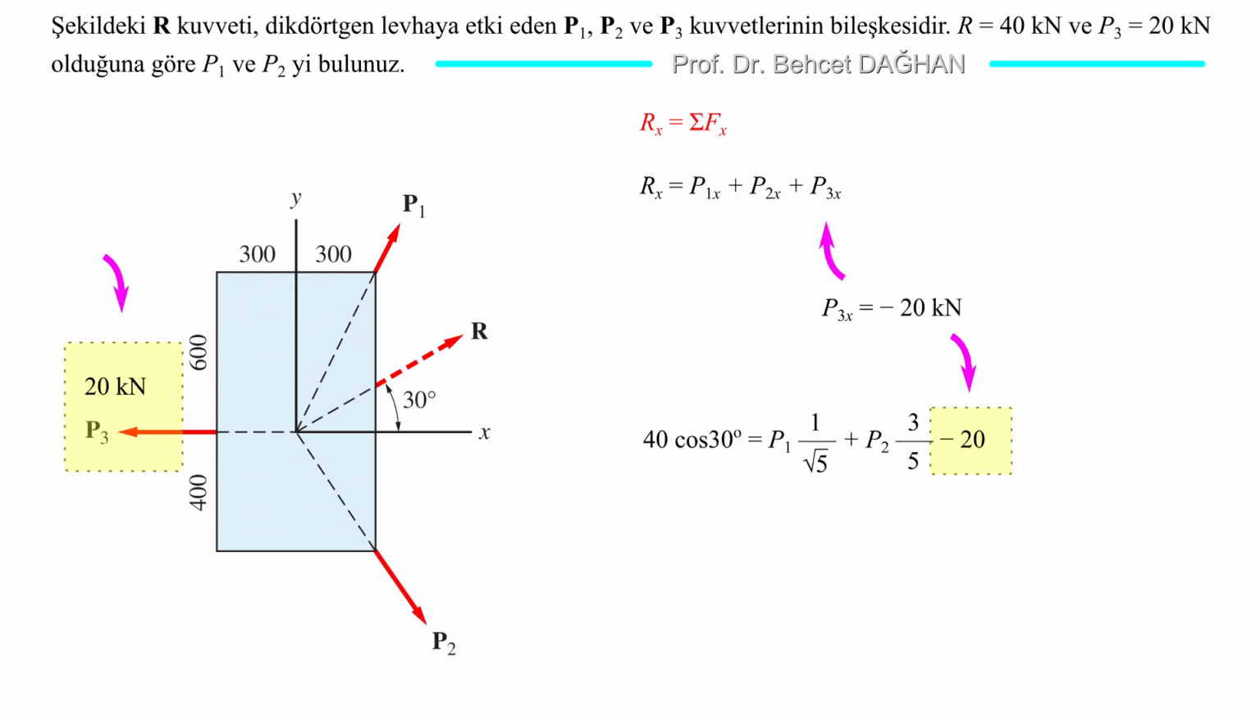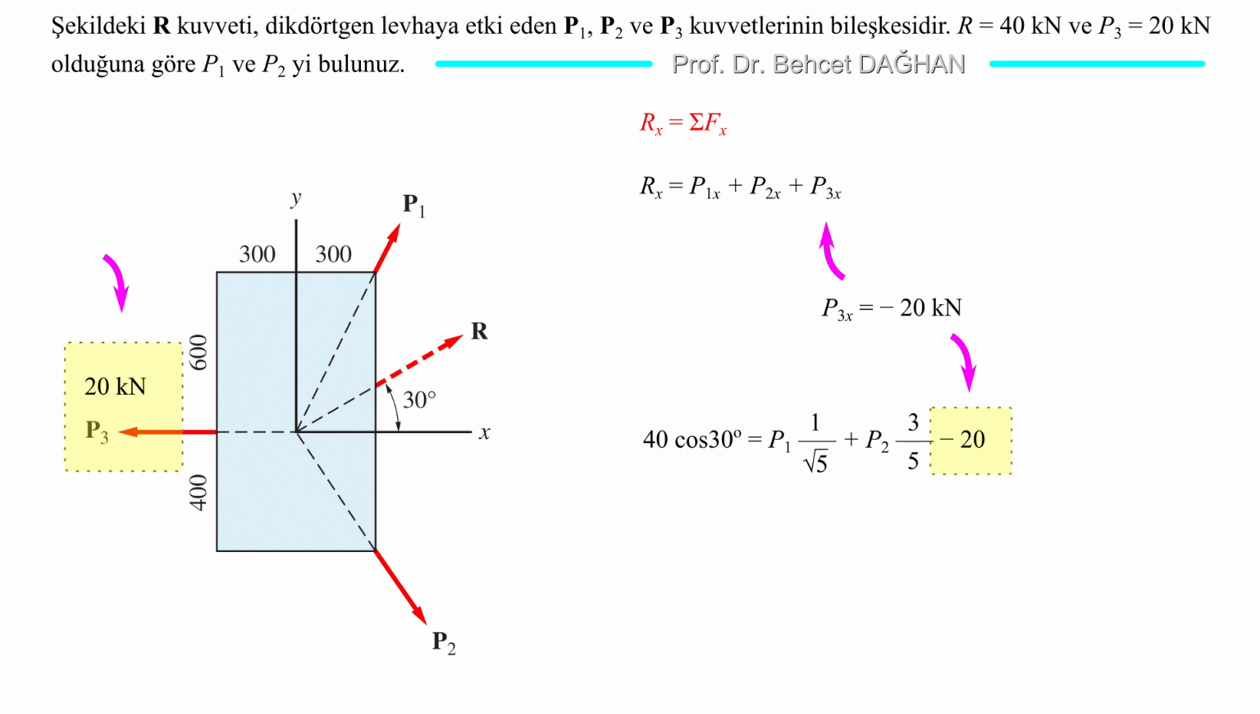Finally, let's find the x component of P3. The force P3 is on the x-axis. It is a force coincident with x, but in the negative direction. It has a magnitude of 20 kN. Then the x component of P3 is minus 20 kN. Let's substitute it. Thus, we obtained an equation. Let's move on to the second equation.